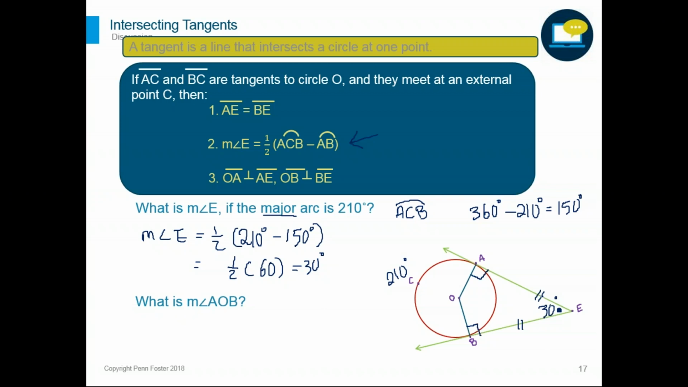Okay, now what is the angle measure of AOB? AOB, this one here, what do you think? Well, AOB is a central angle, and we know that the measure of the central angle equals the measure of the arc that this angle intercepts. Do we know the arc measure AB? Yes, it is 150. So the central angle would be 150 as well. That's it.